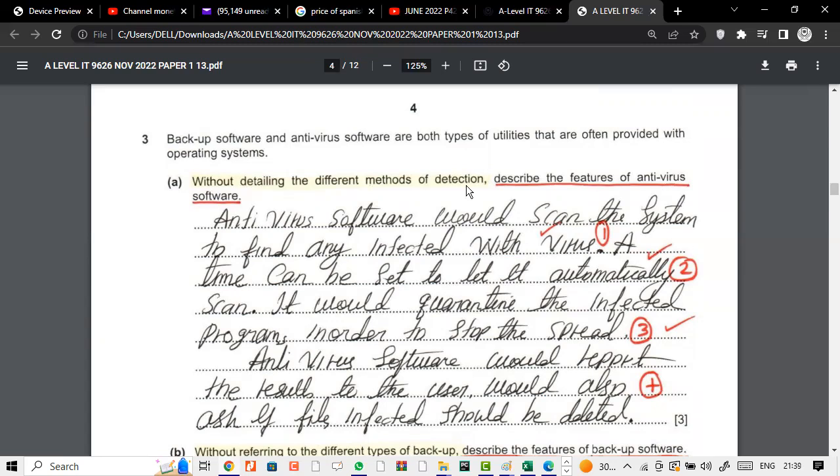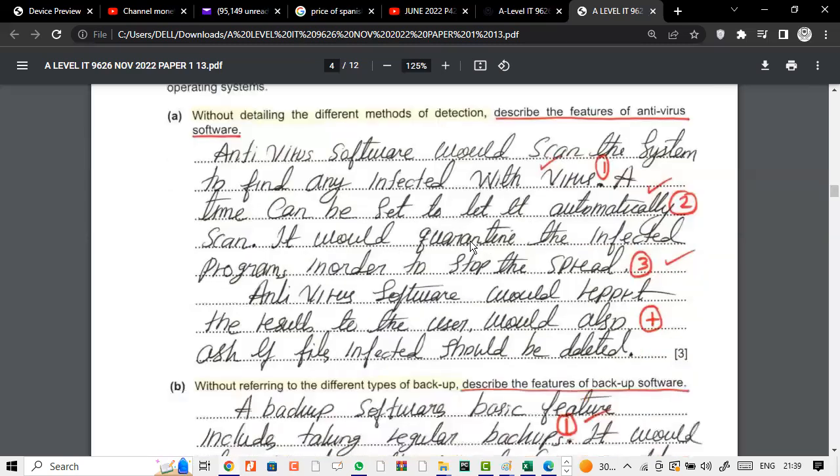If we describe the features of antivirus software, we will say antivirus software would scan the system to find out any virus infection. Time can be set up to let it automatically scan. That's a feature. It would quarantine the infected program in order to stop the spread. That's a feature. Antivirus software would report the results to the user, and would also ask if the infected files should be deleted or not. It's 3 marks, but that's an extra point.